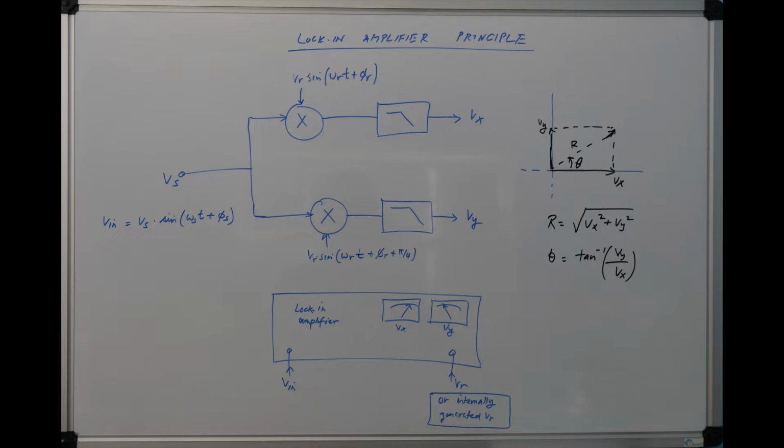The magnitude of the signal, shown on the graph, is the R component, which is the square root of Vx squared plus Vy squared, which is the hypotenuse of that rectangle. And theta is the phase angle between the reference clock and the signal that we're trying to measure, and that is given by tan inverse of Vy over Vx.